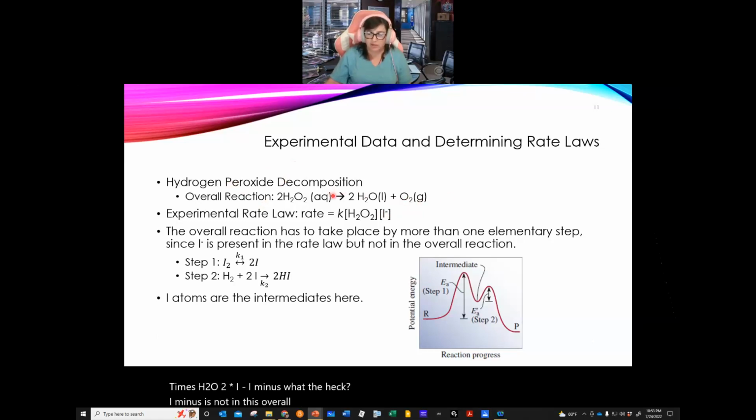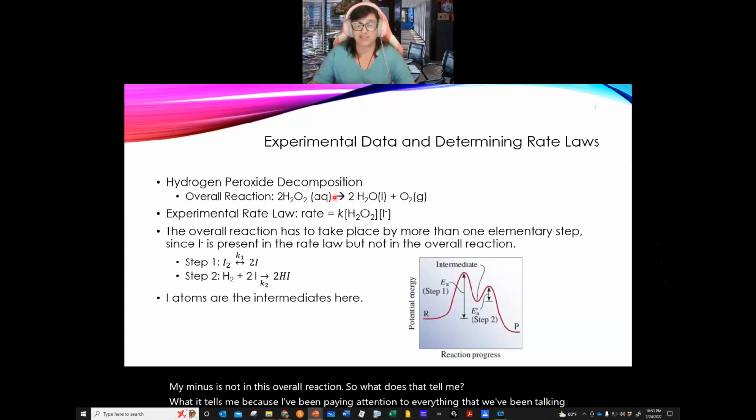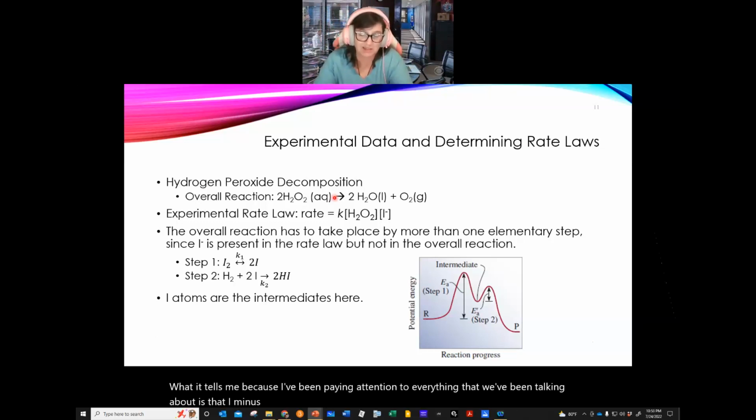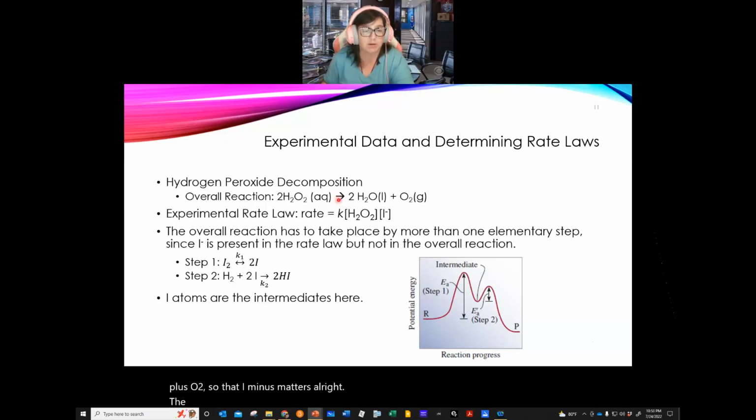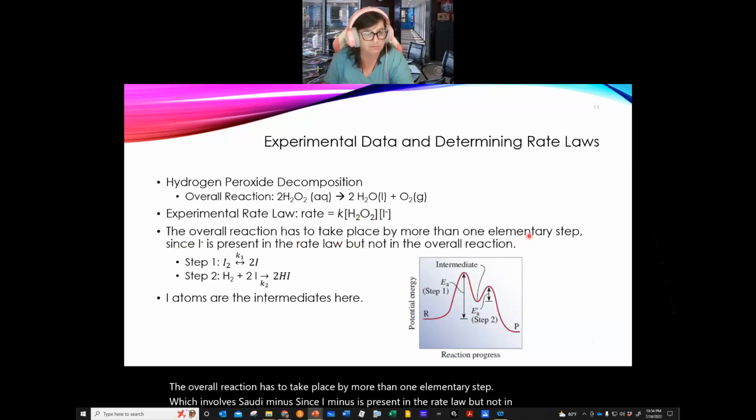So what does that tell me? Well, what it tells me, because I've been paying attention to everything that we've been talking about, is that I minus is an intermediate that is necessary to get me from 2 H2O2 to 2 H2O plus O2. So that I minus matters. The overall reaction has to take place by more than one elementary step, which involves that I minus, since I minus is present in the rate law, but not in the overall reaction.